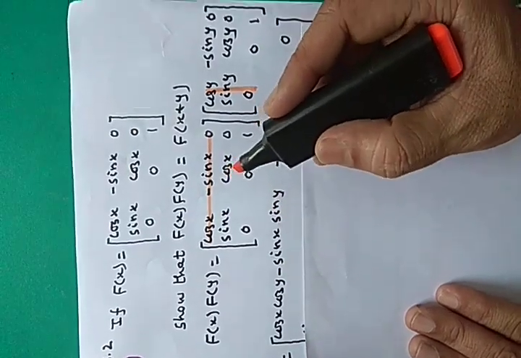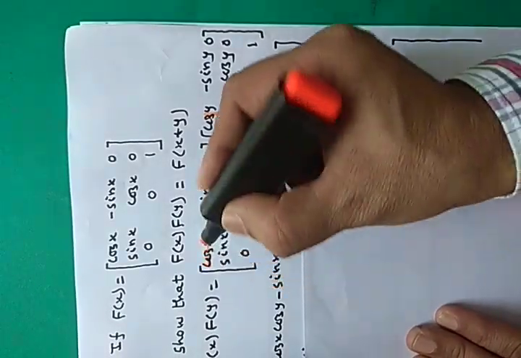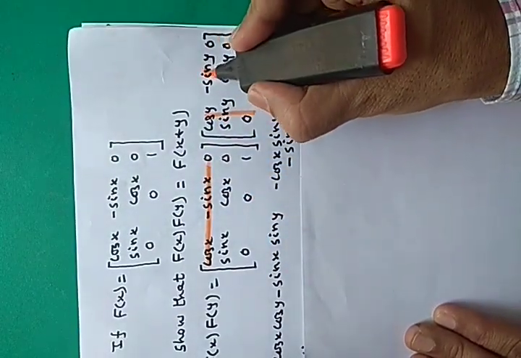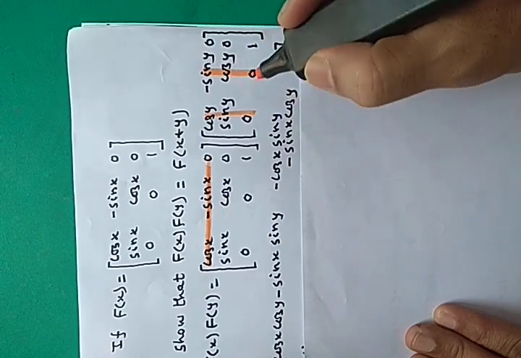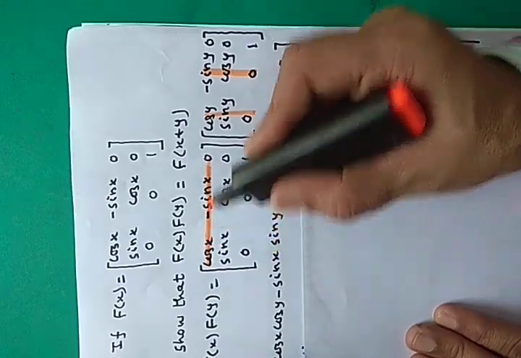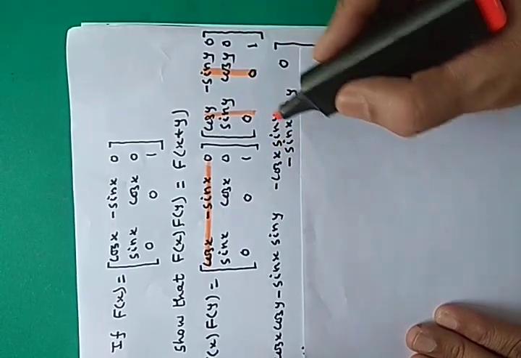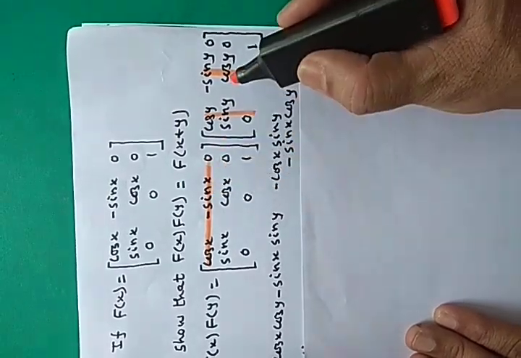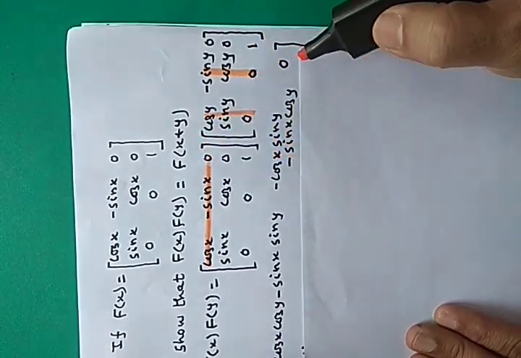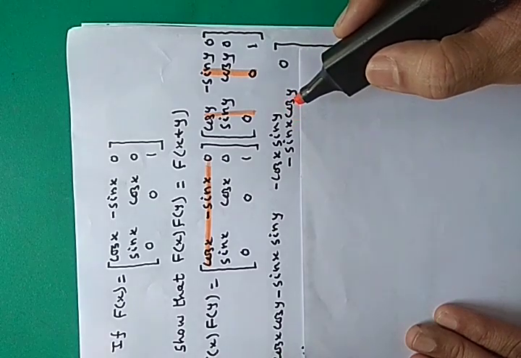Then for the second element, A12, you have to multiply the first row with the second column. So what is the second column? Minus sin y, cos y, 0. You have to multiply the first row with the second column. It will be cos x into minus sin y, which is minus cos x sin y. Then minus sin x with cos y will be minus sin x cos y. Then 0 with this 0 will be 0, plus 0. Okay, so this is A12.